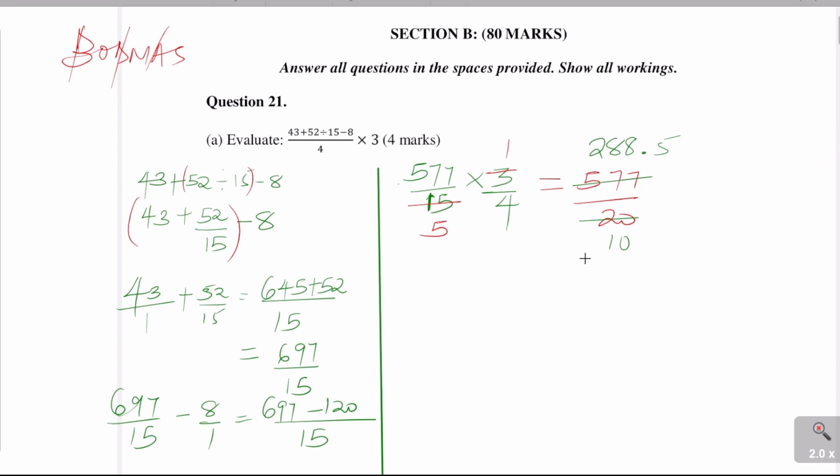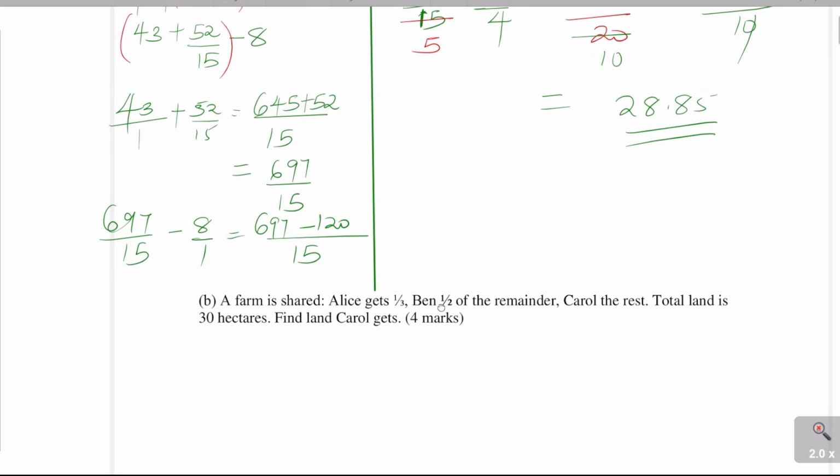So now, when you divide 288.5 by 10, you move the decimal one place backwards like that, and you get 28.85 as the solution. So that is all for that part. We can proceed to the other part.